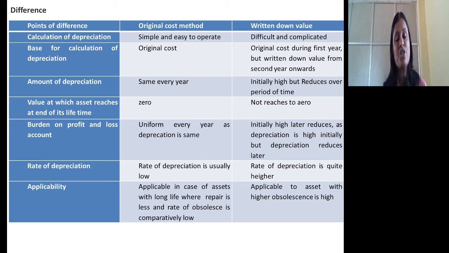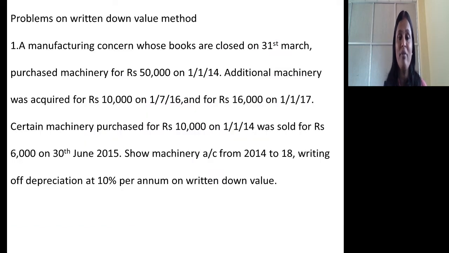The rate of depreciation is usually low under the original cost method. It is quite higher under the written down value method. We apply the original cost method in case of assets with long life where repair is less and the rate of obsolescence is comparatively low. But we apply the written down value method in case of assets which require more repair, more renewal, and where the rate of obsolescence is comparatively higher. So these are the points of difference between the original cost method and the written down value method.